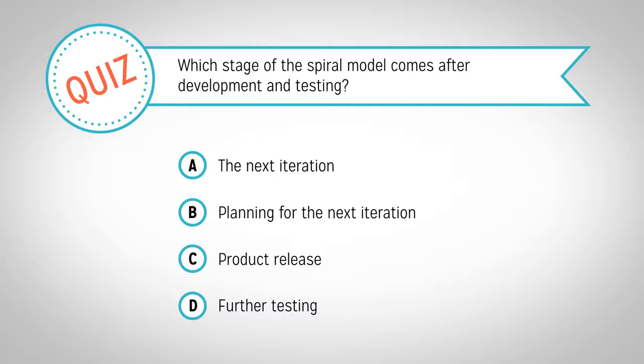The answer is B, planning for the next iteration. Since Spiral is iterative, you loop back around and begin determining your objectives and refining your design again. But you only do that after you first plan your design at the end of the iteration.